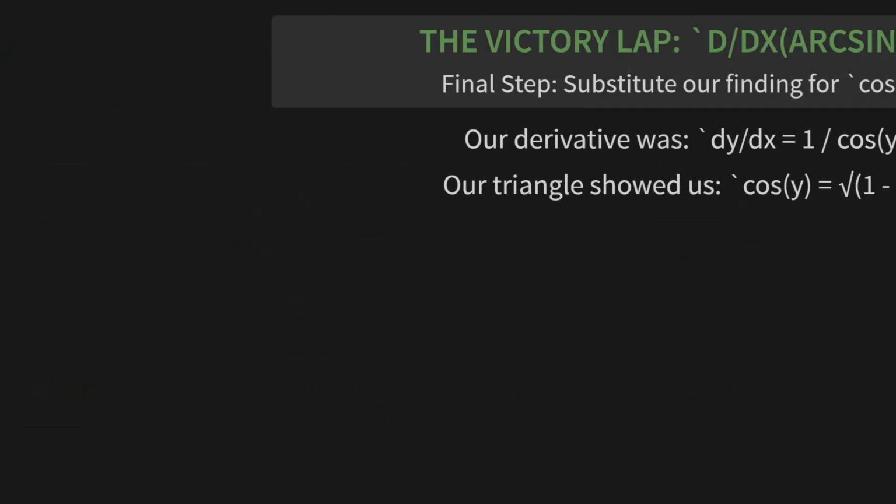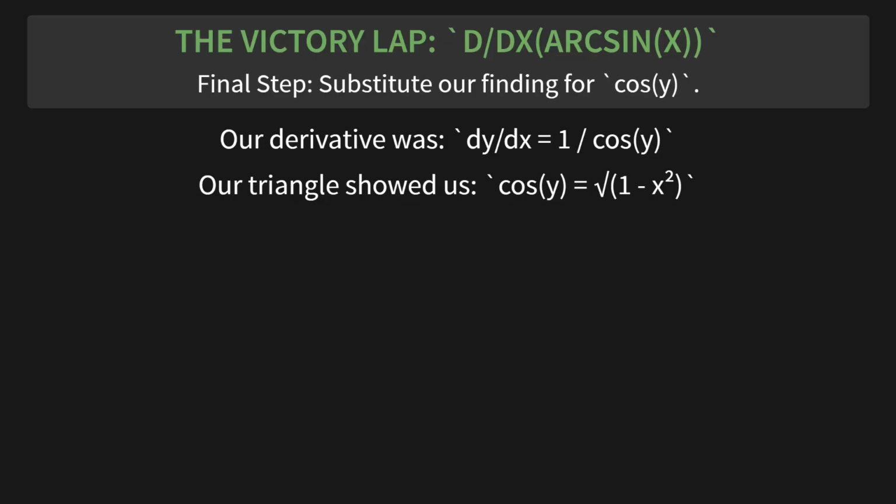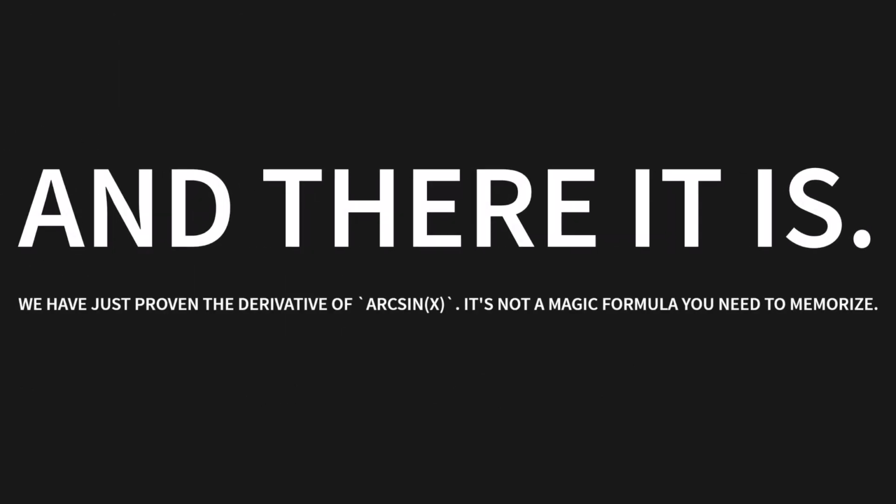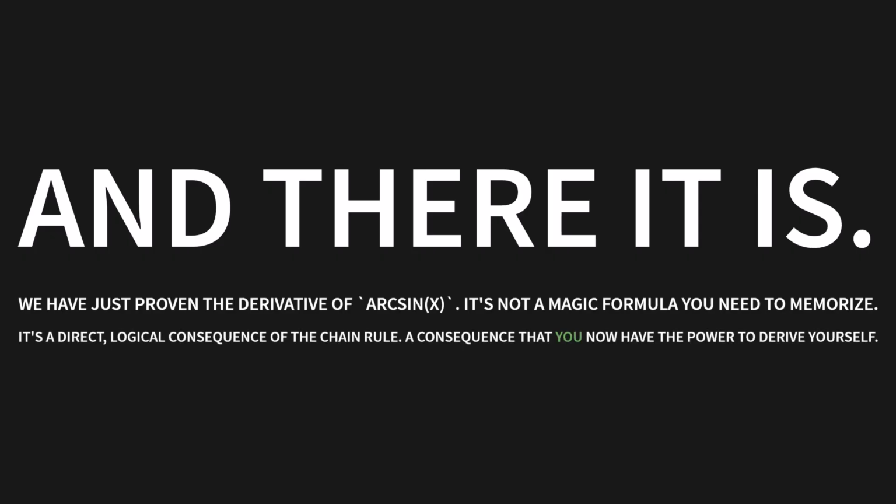Now for the final step, we substitute our finding for cosine of y. Our derivative was dy/dx equals 1 over cosine of y. Our triangle just showed us that cosine of y is the square root of 1 minus x squared. So we get dy/dx equals 1 over the square root of 1 minus x squared. And there it is. We have just proven the derivative of arcsine of x. It's not a magic formula you need to memorize. It's a direct, logical consequence of the chain rule, a consequence that you now have the power to derive yourself.